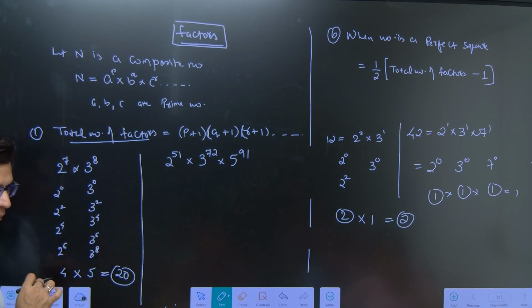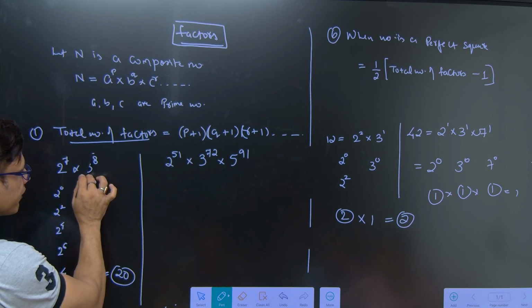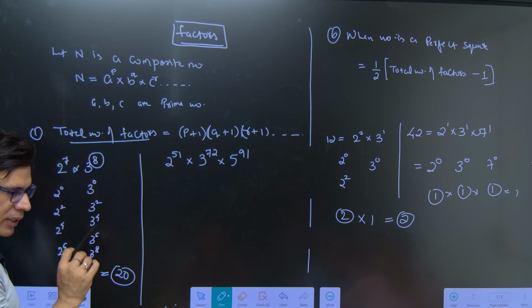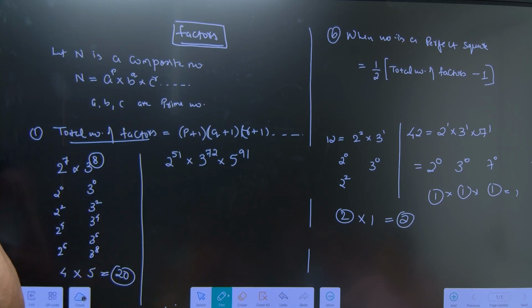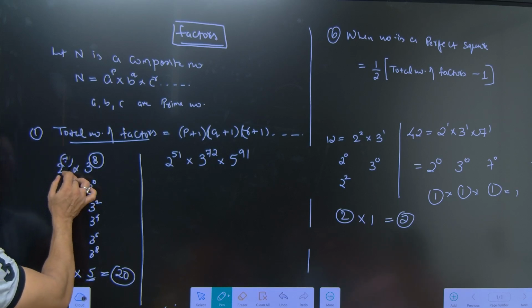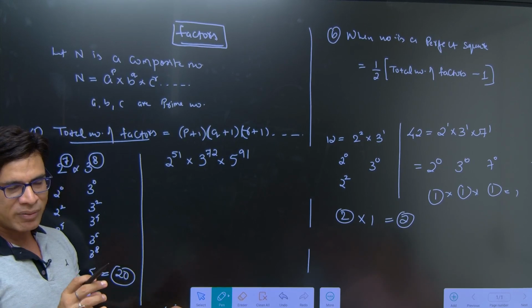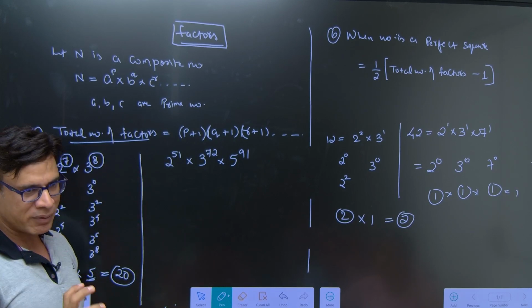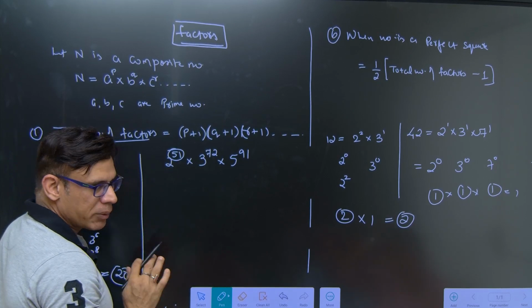We got here 5, right? What you are supposed to do, whenever your power is even, you divide by 2 and add 1 to it. So 8 divided by 2 is what? 4. 4 plus 1. See? And when your power is odd, again do the same thing. Add 1 and divide by 2. 7 plus 1, 8 divided by 2. So simply, whether it is an odd power or an even power, if you have to find out even powers, including 0 also, you simply have to add 1 and divide by 2.